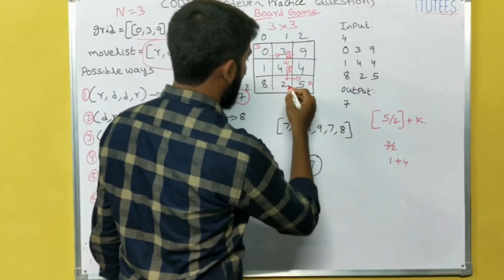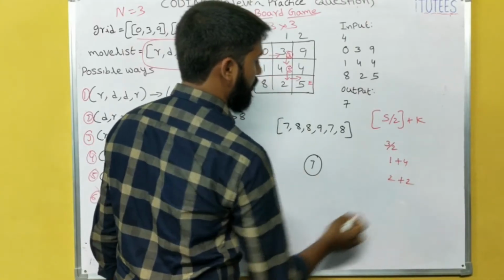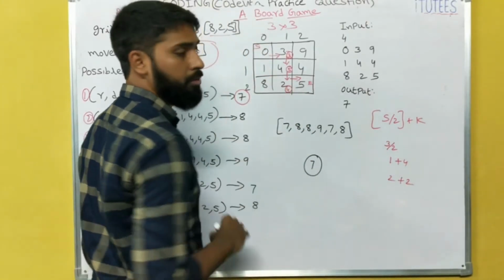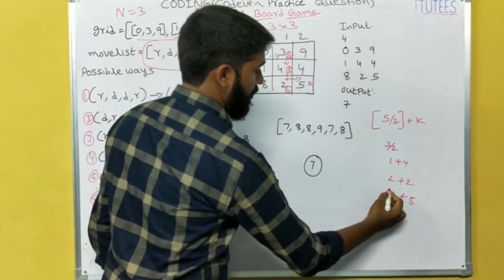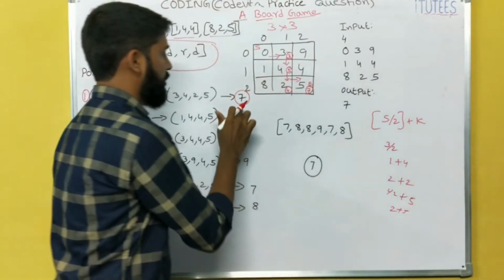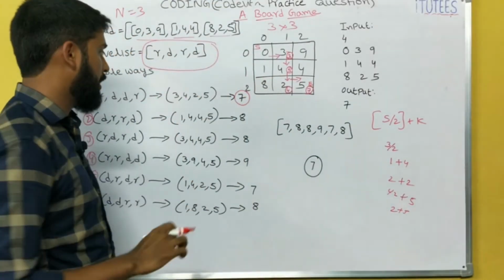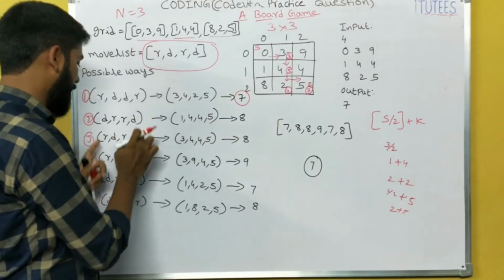In the next, the present value is 2. 5 by 2 means 2, so here it is 4. In the next, 5. 4 by 2 means 2. 2 plus 5, 7. So this is the 7. In a similar way, we can calculate all the values for the remaining combinations.